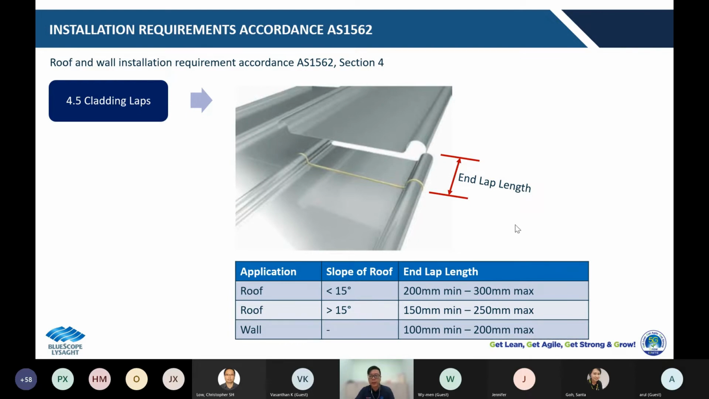And for wall, because there's no gradient, it's very straightforward. It just suggested that the end lap shall be between 100 to 200. All right, this is suggested by AS 1562.